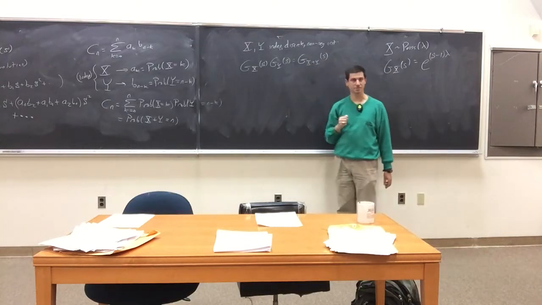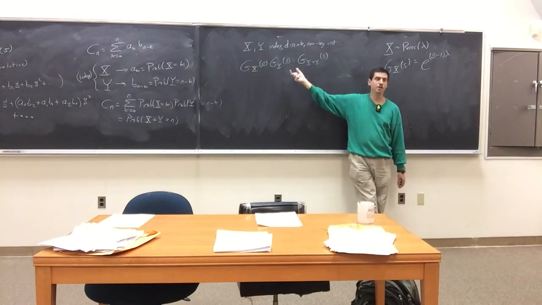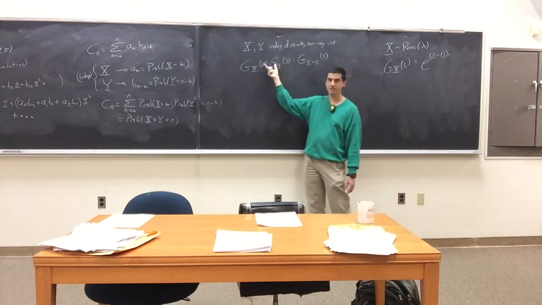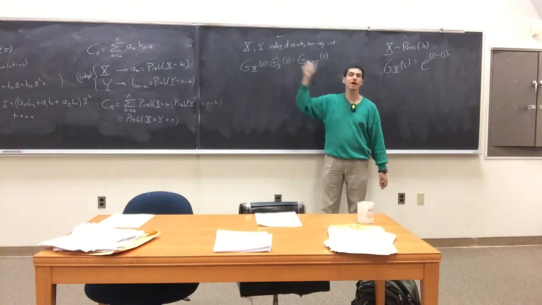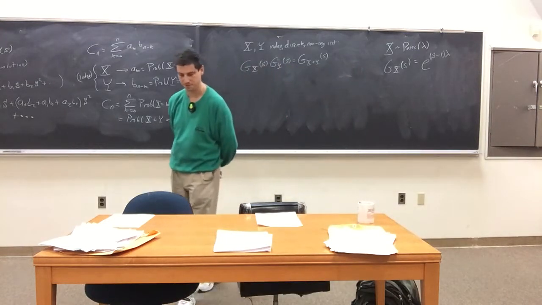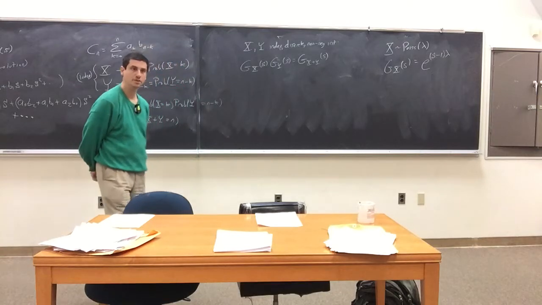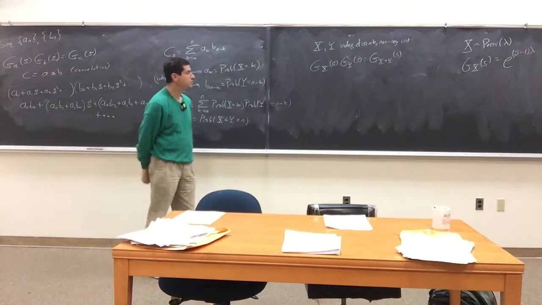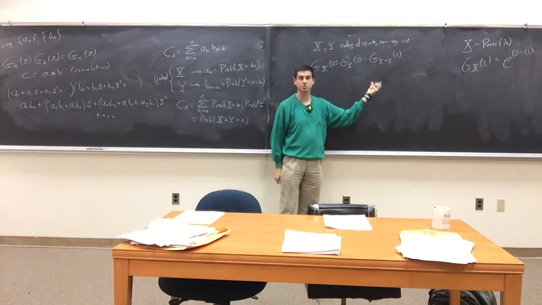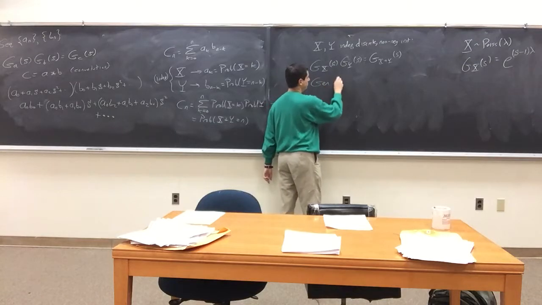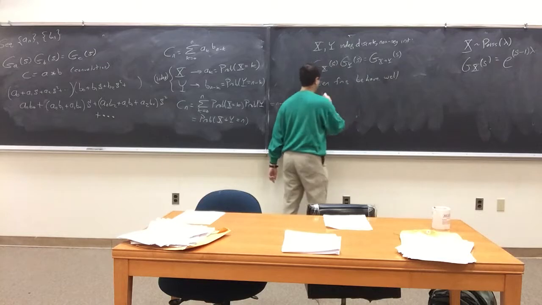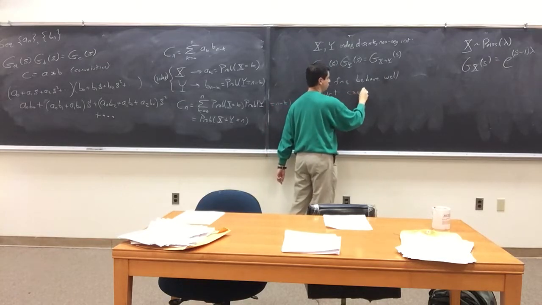So this is really nice. The product of the generating functions is the generating function of the sum. And if x and y have the same density, then this sum is just going to be the power of that. And you can begin to see maybe how the central limit theorem will come into place. So this is a major result. Generating functions behave very nicely with respect to convolutions.